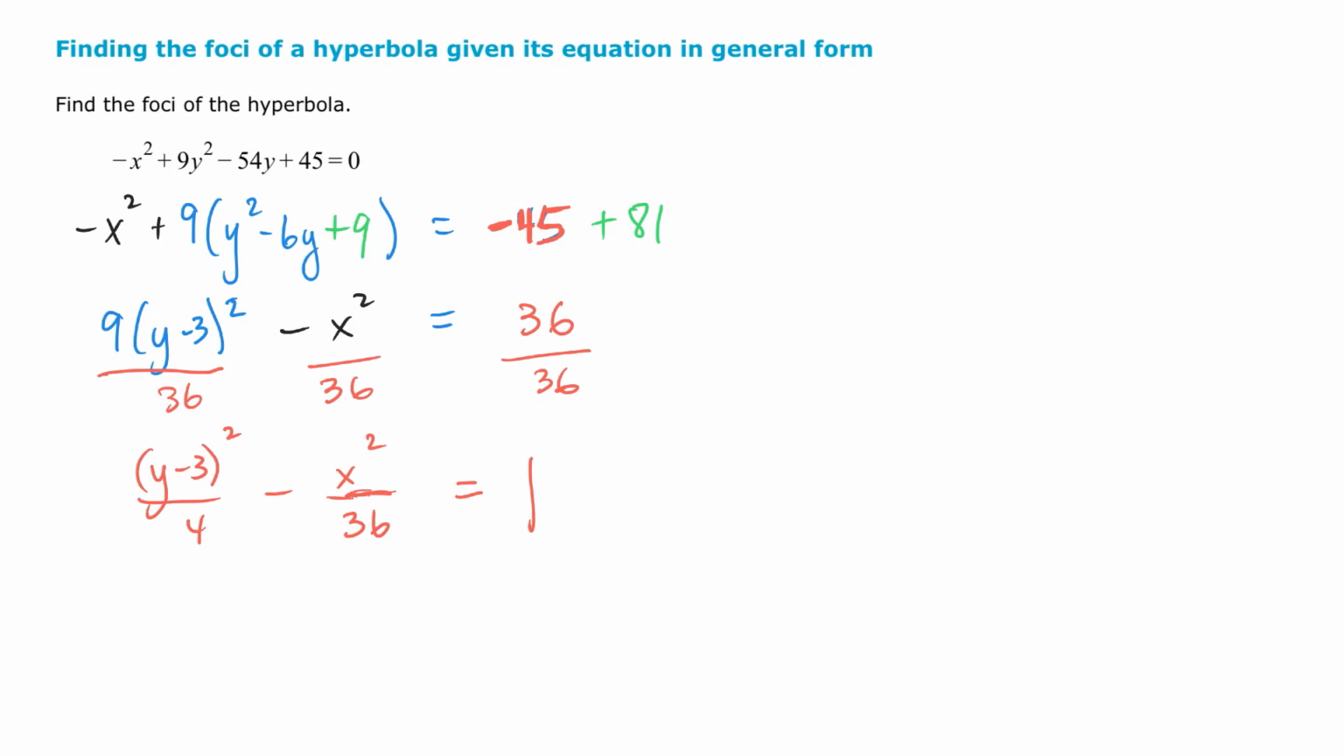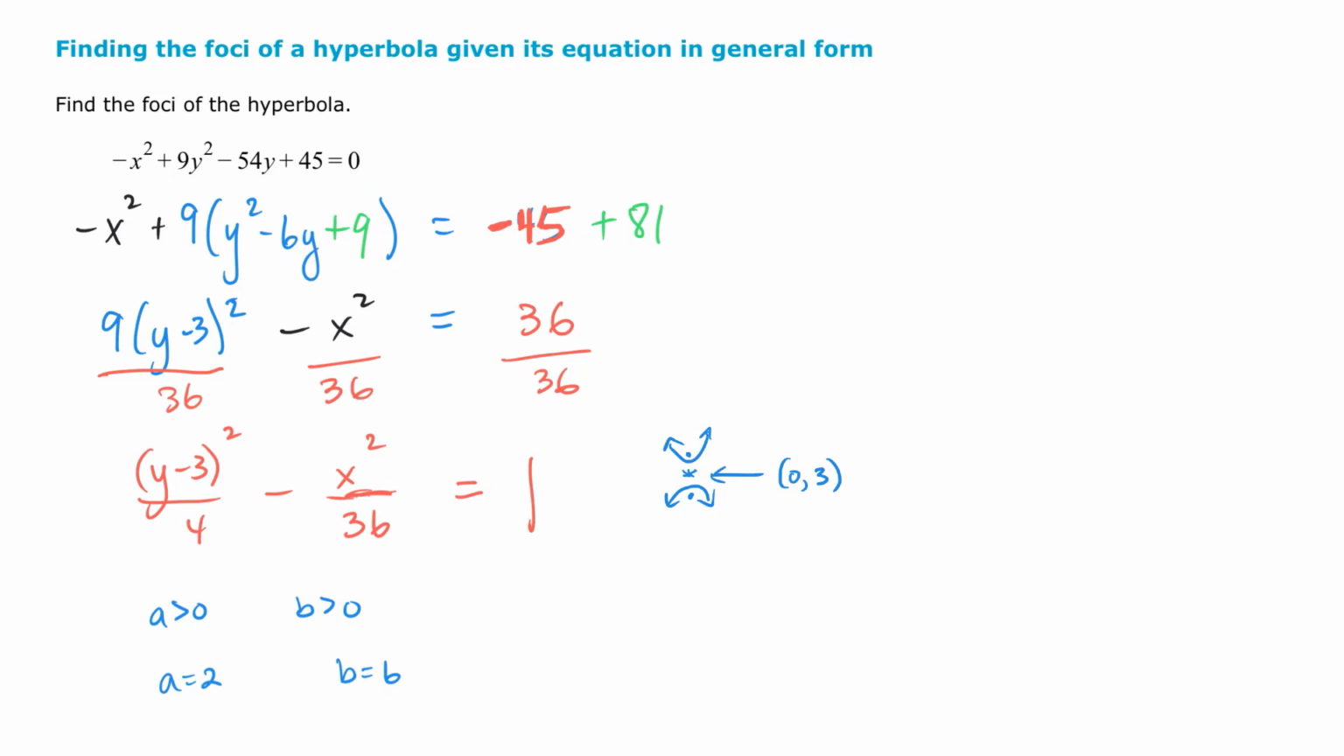And this is one of our standard forms. This is actually a hyperbola opening up and down. There's a center right there, and then the foci are right here. So the center, we could label, is 0, 3. Let's label our a. Remember, a is greater than 0, b is greater than 0. In fact, a is equal to 2, and then b is equal to 6.